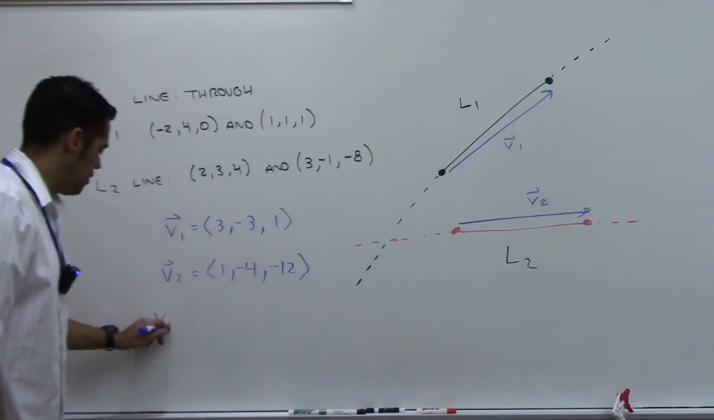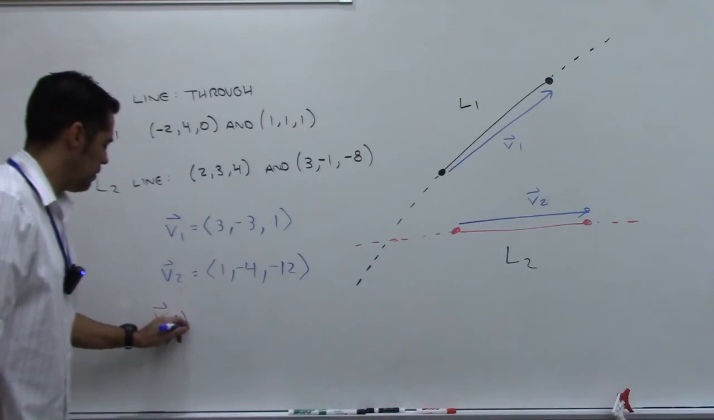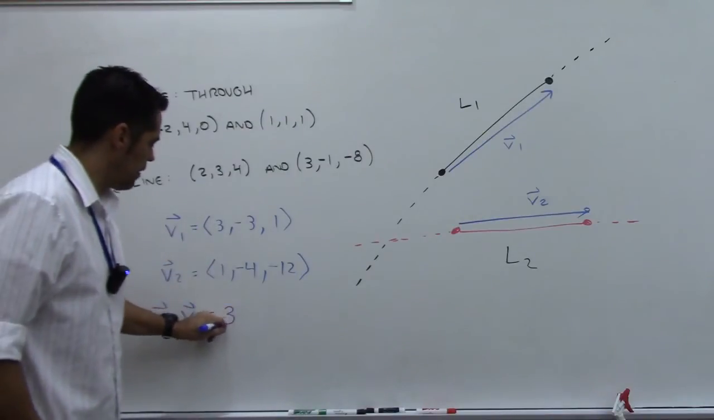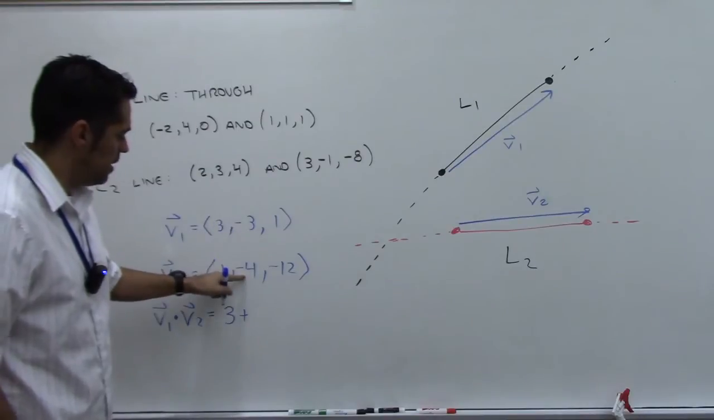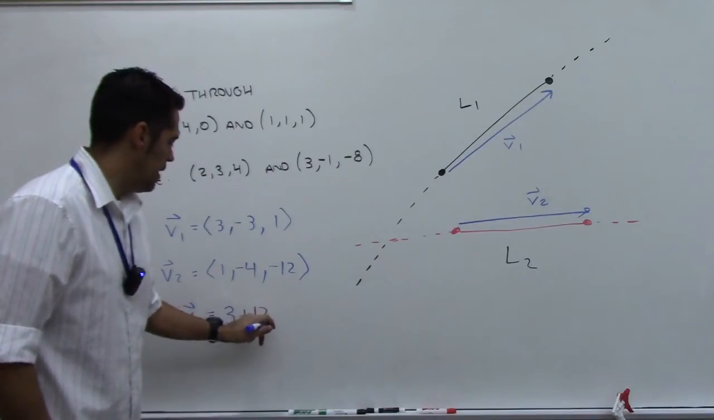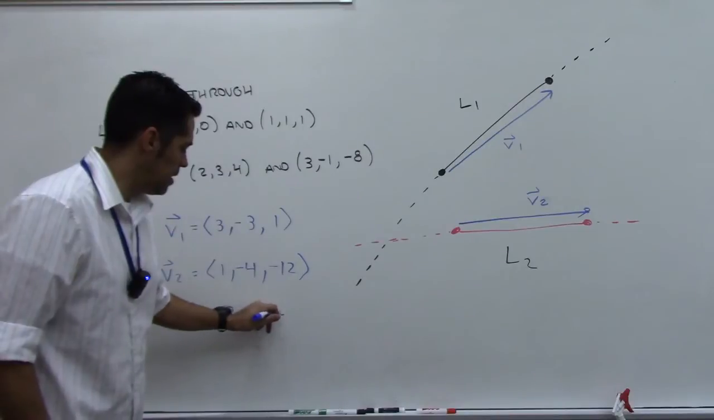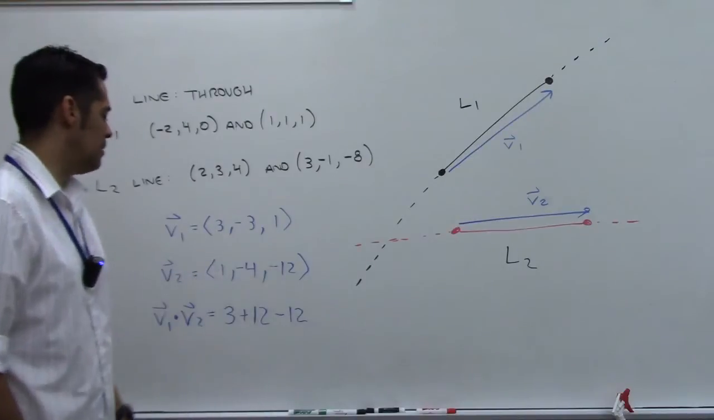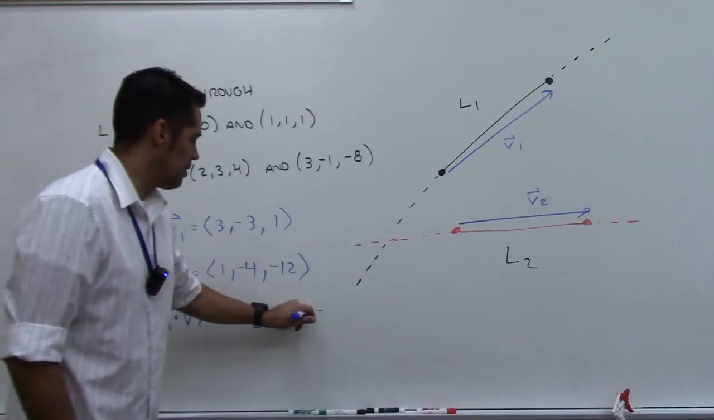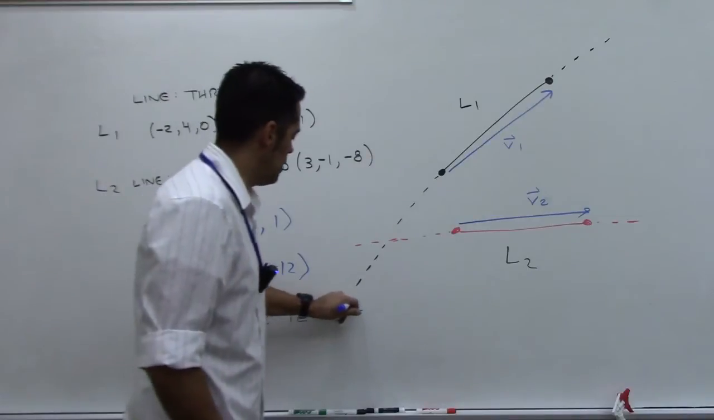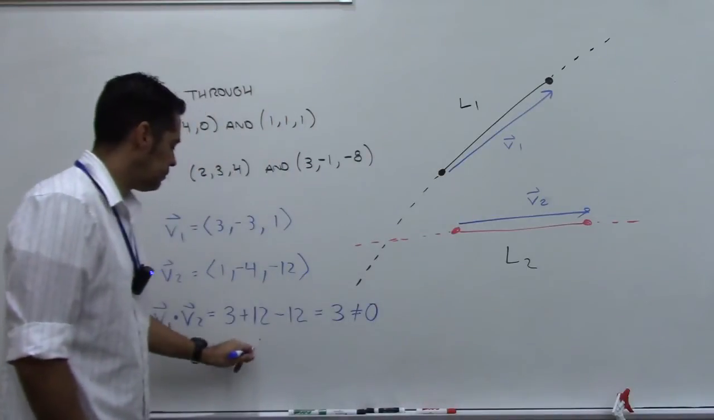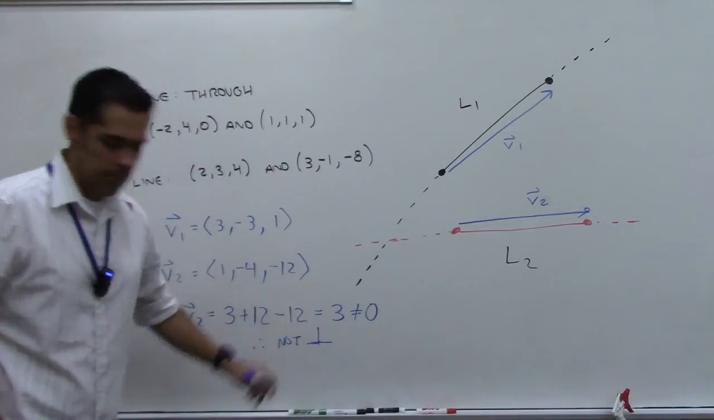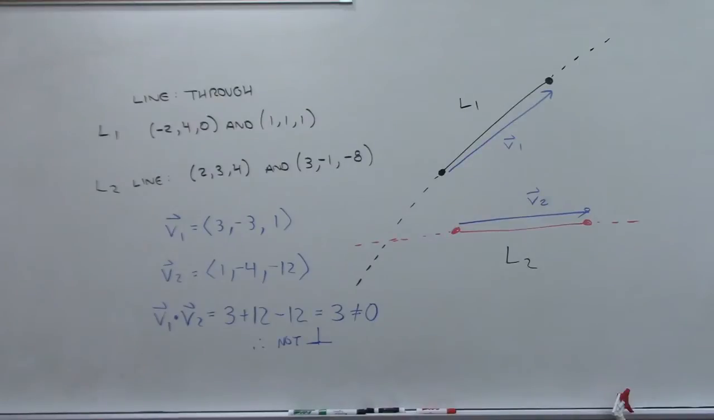Now I'm going to check what V1 dotted with V2 is. Well, that's 3 times 1 is 3, plus -3 times -4 is positive 12, and then 1 times -12 is -12. These cancel, we just get 3 there, but that is not 0. So therefore, they are not perpendicular to one another. So that was 12.